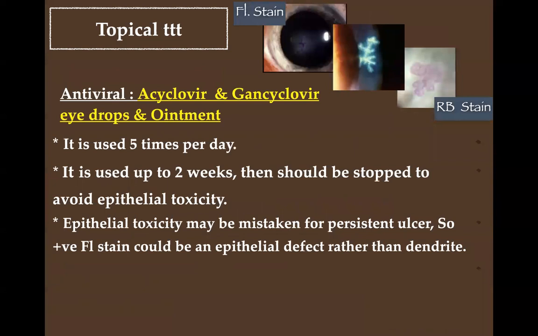Topical treatment is most important in limited epithelial keratitis. Acyclovir and ganciclovir, both of them, eye drops and ointments. It's used 5 times per day, up to 2 weeks. Please don't give them more than 2 weeks. Then it should be stopped to avoid epithelial toxicity. The epithelial toxicity may be mistaken for a persistent ulcer. So a positive fluorescein stain could be an epithelial defect rather than a dendrite or infection, I mean.